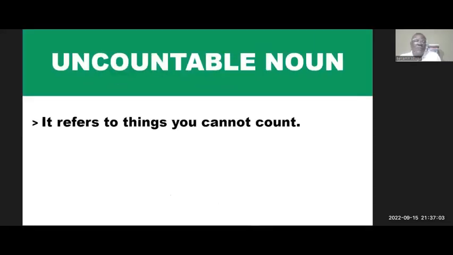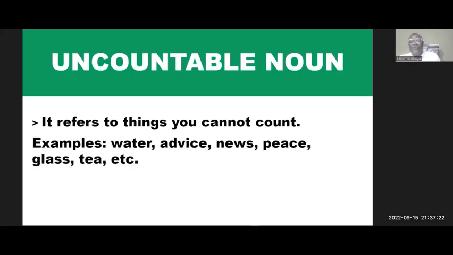What about uncountable noun? It refers to nouns, just as the name implies. Uncountable means cannot be counted. So an uncountable noun is the name of anything you cannot count. For example, water, advice, news, peace, glass, tea, etc. You can't count such things.